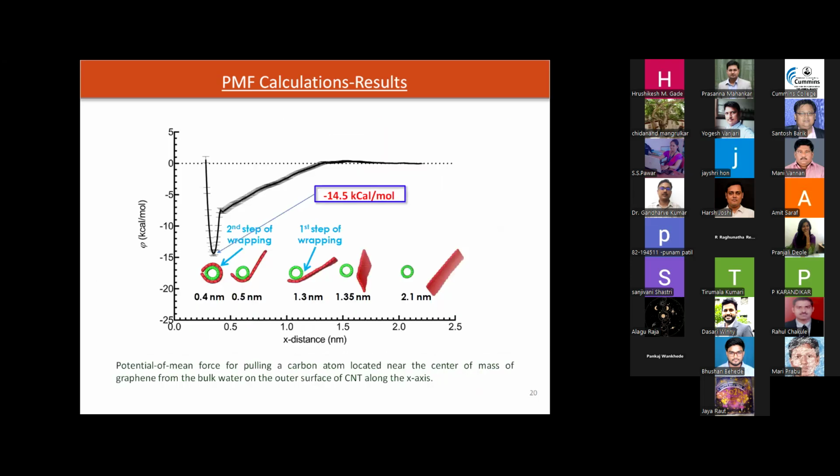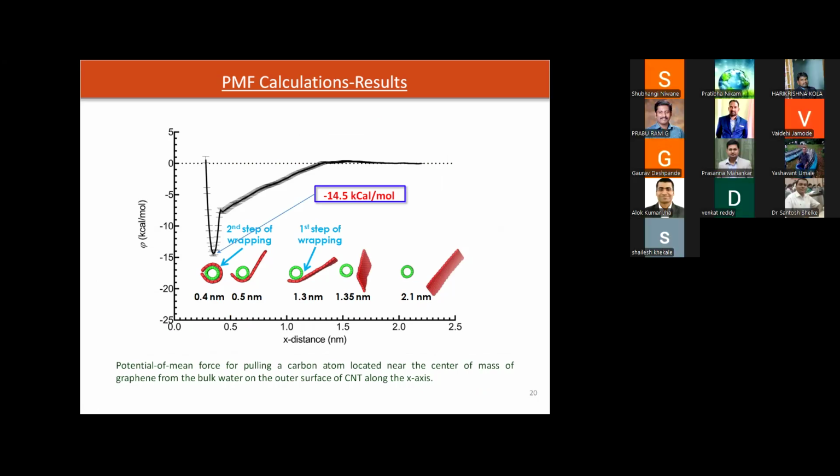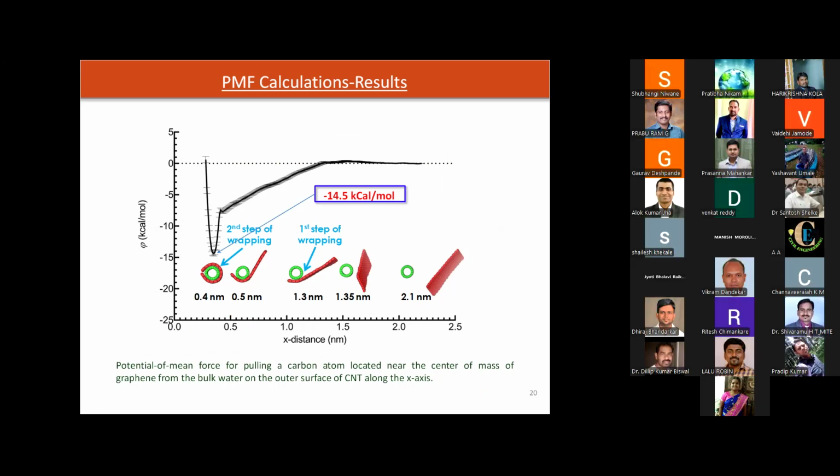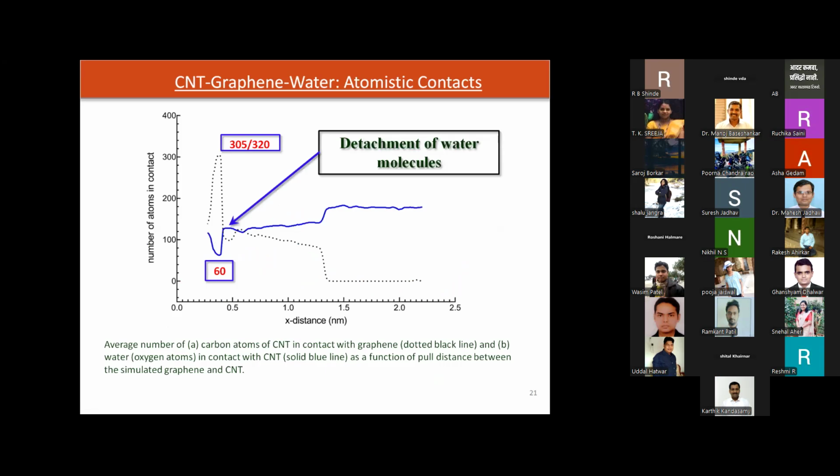We tried to calculate the free energy change when the wrapping occurs. If you look at this graph, the x-axis shows the difference between the graphene position and the CNT position, and how the energy of the system changes as the graphene sheet comes into contact with the carbon nanotube. At the entire wrapped structure, it has a very low energy of minus 14.5 kilocalorie per mole, which is negative, and as per the Gibbs free energy criterion, it's a favorable change. That's the first observation that we obtained.